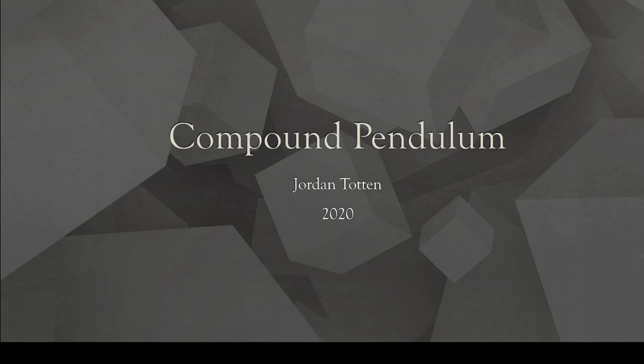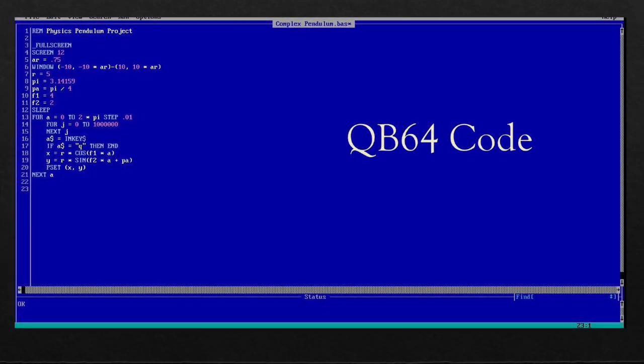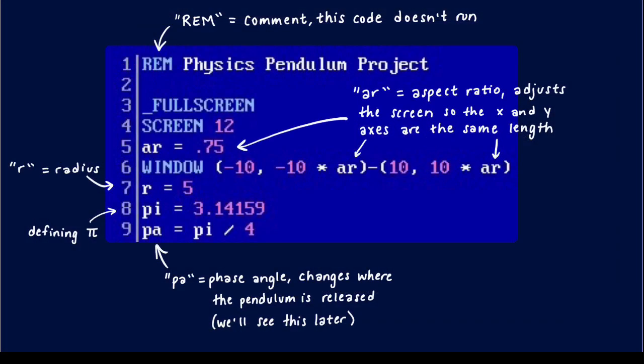The goal of my project was to create a figure 8 using a compound pendulum. First, let's talk about the code. Some things to note before getting into the math part. Rem comments out the code so that it doesn't run.